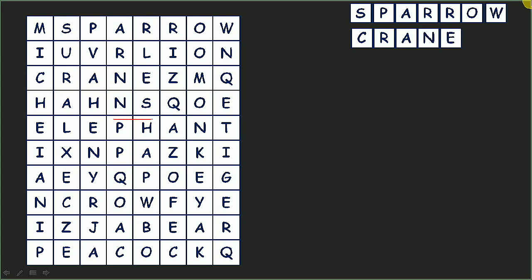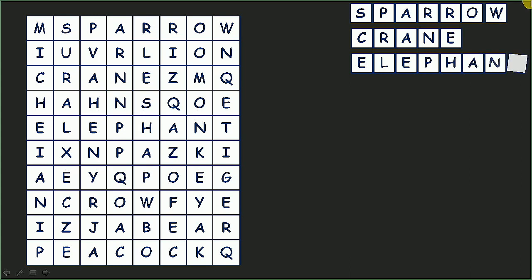C-R-A-N-E, crane. In this grid, elephant. E-L-E-P-H-A-N-T, elephant. In this grid, next bird is there, that is crow.